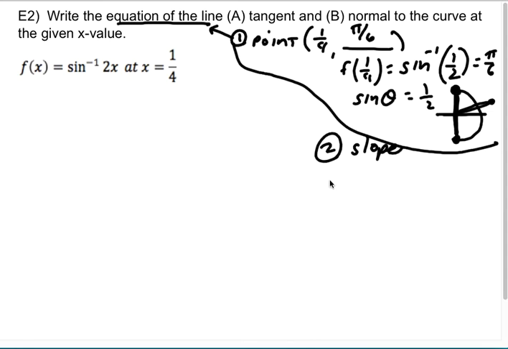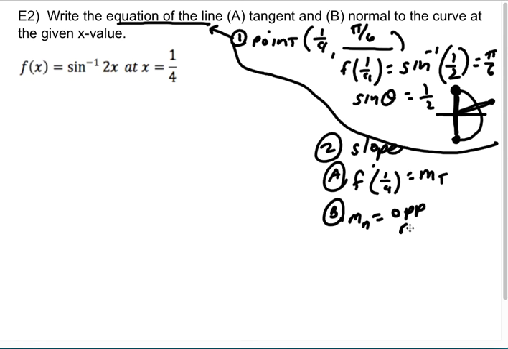And I know that my slope for A is going to be f prime evaluated at 1/4, right? That's my tangent slope. And my slope for B, my normal slope, is going to be the opposite reciprocal of that answer, right? So opposite reciprocal of m_T. So my job now is to find f prime of 1/4 and then go from there. So let's find f prime.